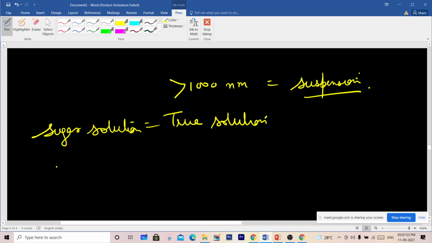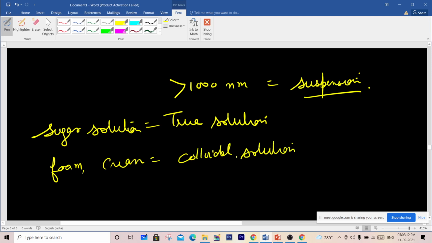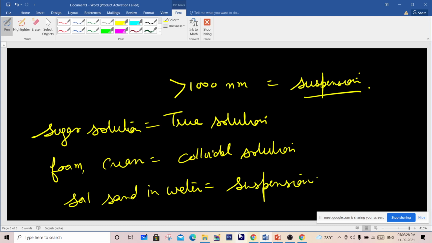Right? And if the particle size is in between, just like we have foam, we have cream, all these are colloidal solutions. And if I say soil or sand in water, that is called a suspension. Depending upon the size of the particle: less than 1 nanometer, between 1 nanometer and 1000 nanometer, and greater than 1000 nanometer. Am I clear?